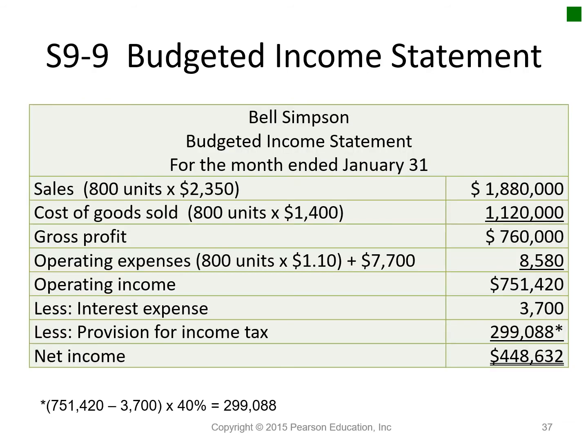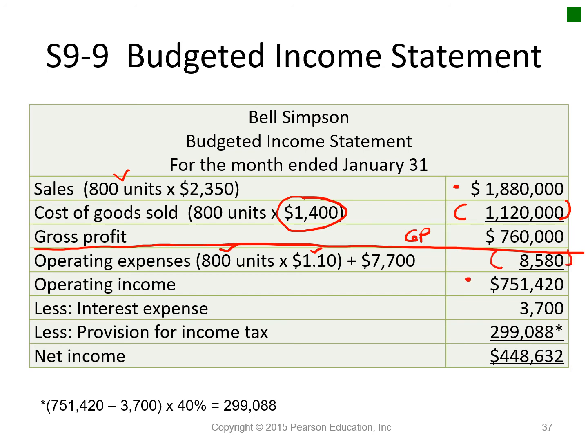So again, notice, pretty simple. They told you 800 sales units multiplied by the sales price of 2350. So here's our sales revenue. They told you that the cost, this is your cost of goods sold for each unit, is 1400. Multiply that by your units sold. So here's your cost of goods sold. You're going to subtract that from sales. You get gross profit of 760,000. So everything below gross profit now is going to be your period cost. So you've got variable and fixed. The variable part of it would be 800 times $1.10 plus that fixed is 7,700. So you're going to again subtract that. That gives you operating income of 751,420.